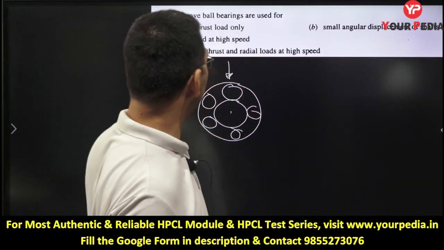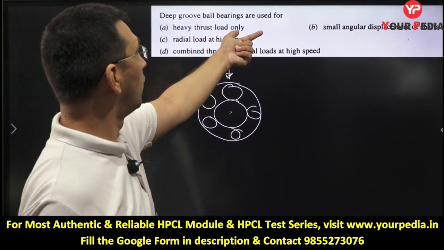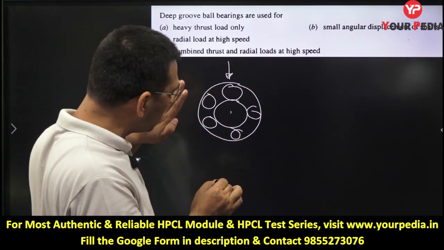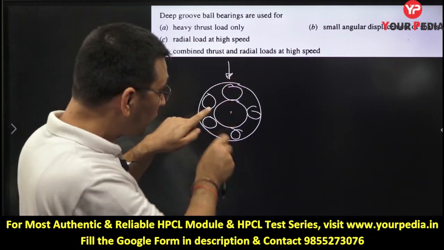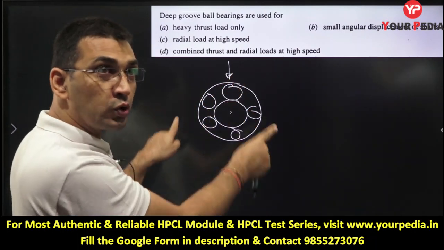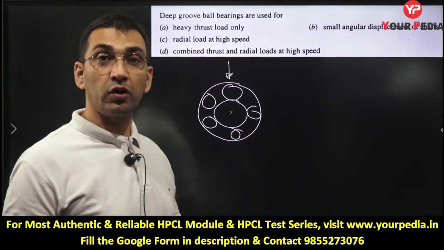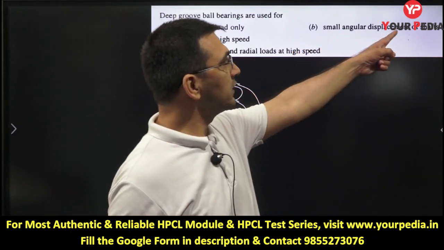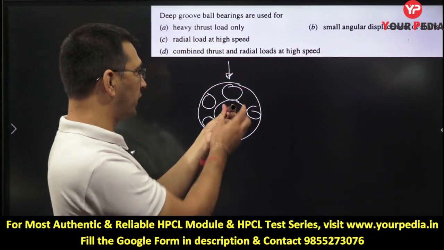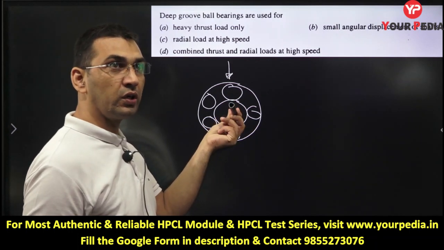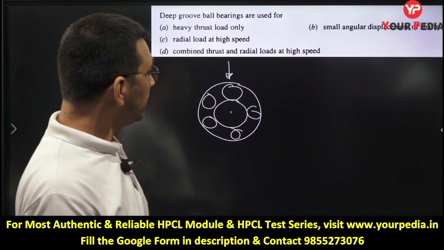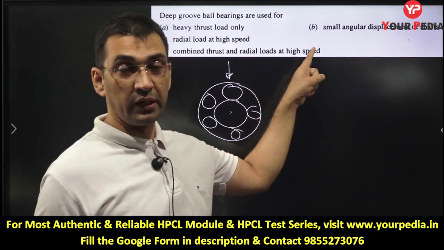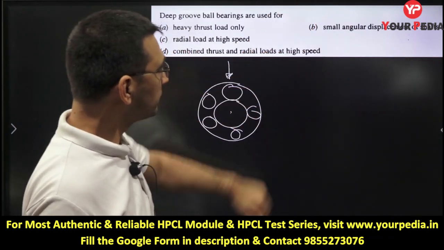So if you see, out of all these options, heavy thrust loads only. Obviously, if you apply a heavy thrust load, these balls will get displaced axially and come in contact with the edge portion of the bearing, creating a lot of noise, and over a period of time damage will also happen. Small angular displacement of the shaft. Small angular displacement in what? This way or this way, whatever you call it. It can carry a very small amount of it, but you have to choose the most appropriate one out of all these. So let's keep it on hold.